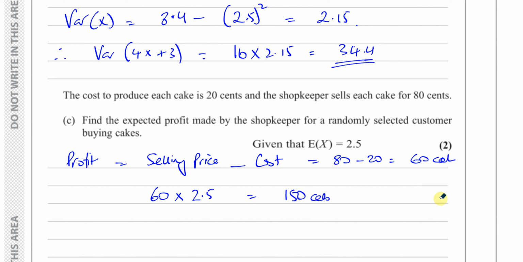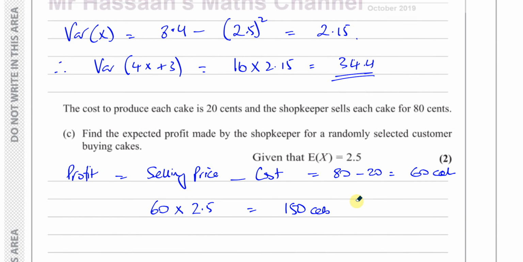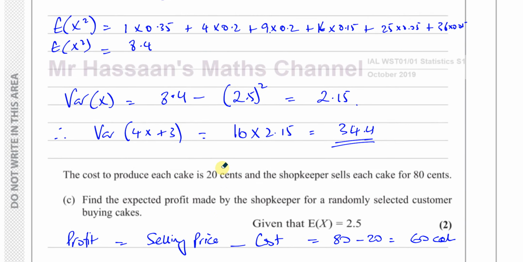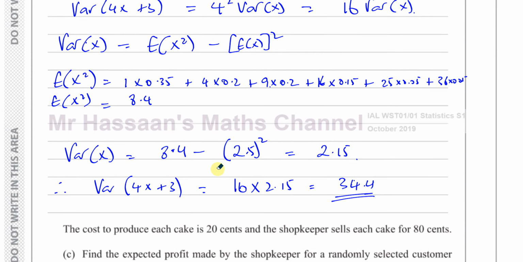That's how much you would expect to get as a profit for a customer that walks into the shop, because the mean number of cakes bought is 2.5 and the profit per cake is 60. So you expect that a customer on average would buy 2.5 cakes. Therefore, the expected profit would be 150 cents per customer. All right, so that's the answer to question 7, part C.